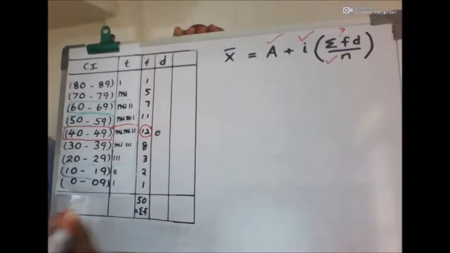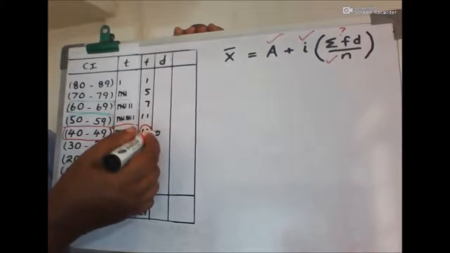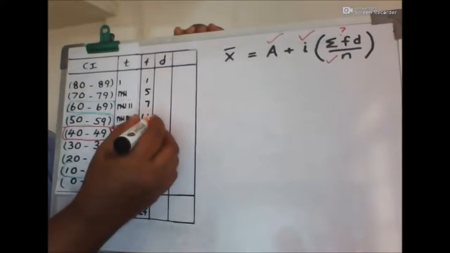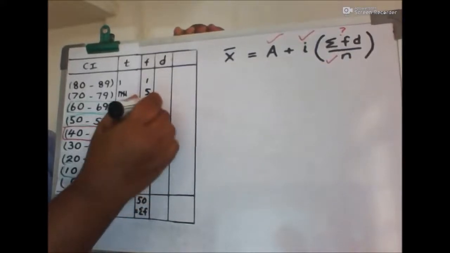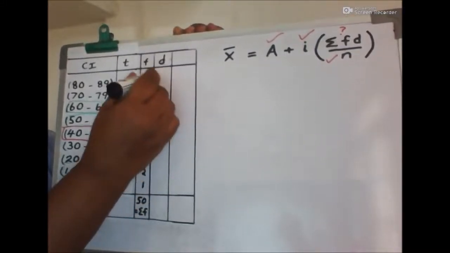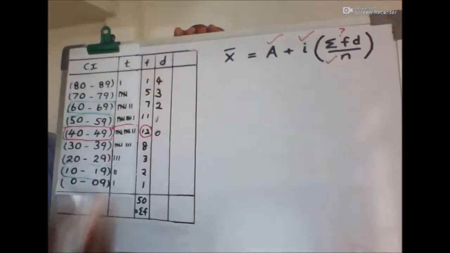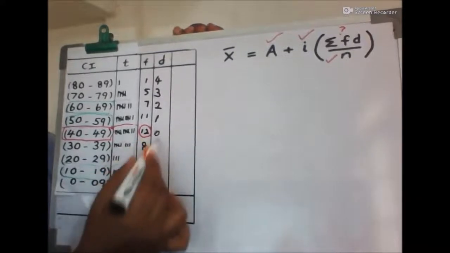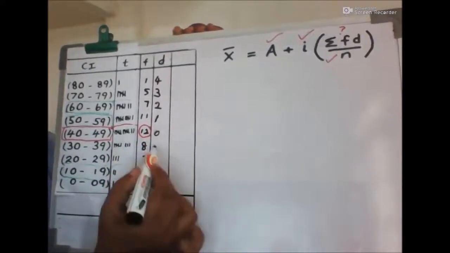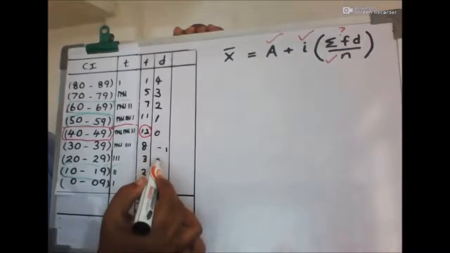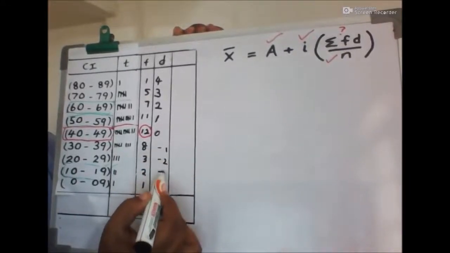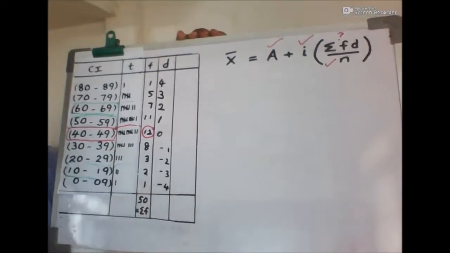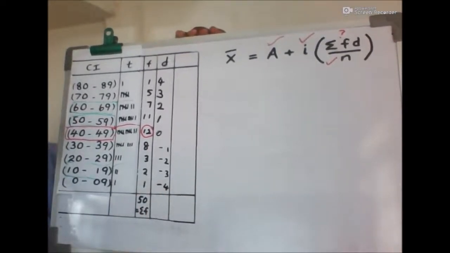Then above 0, put all the positive plus marks like this: 1, 2, 3, 4. All are plus. Then below this 0, put minus values: minus 1, minus 2, minus 3, minus 4. That's all. That's the D column. Got it?